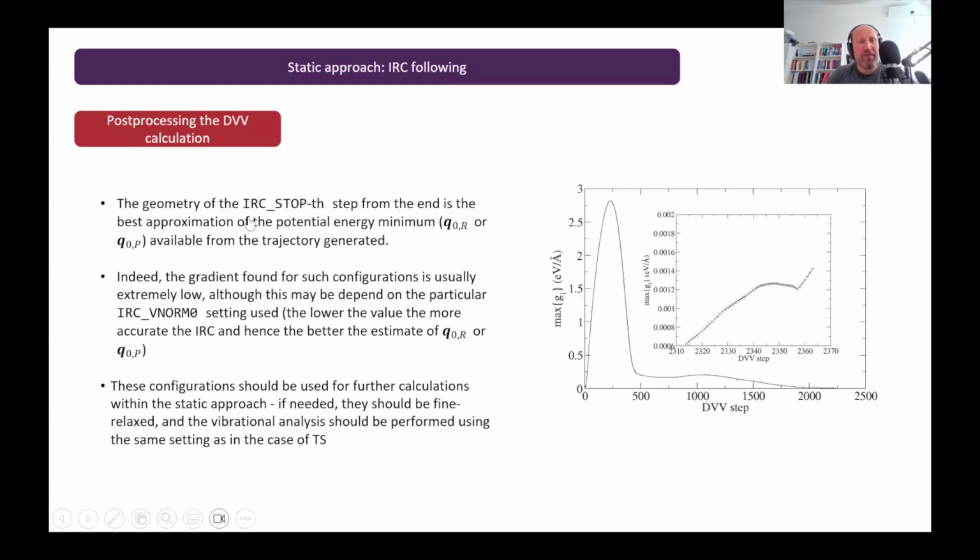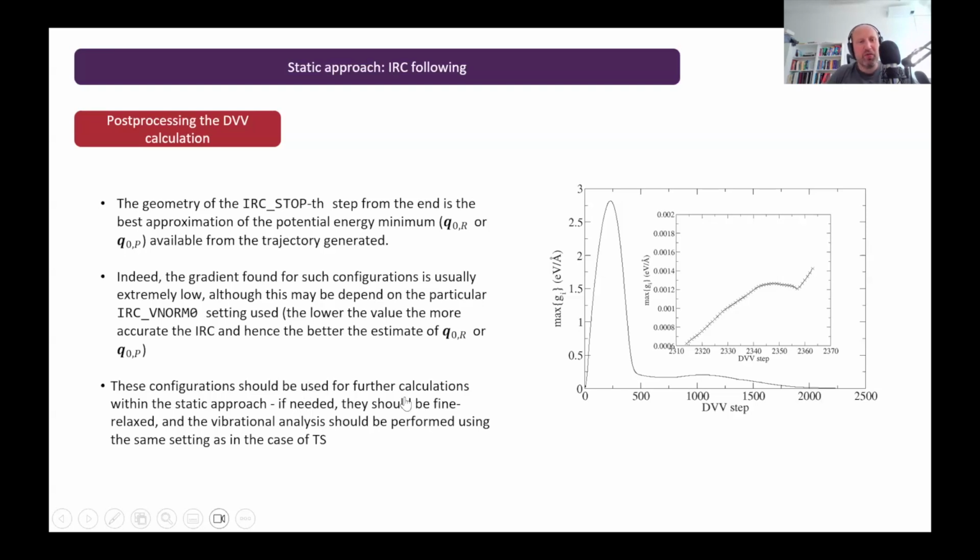Now the geometry. Imagine you use the default value of IRC stop, that's 20. In that case, the 20th step from the end is our best approximation of the potential energy minimum. Normally, if you look at gradients, close to the end of the DVV simulation, the gradients are extremely low, typically much lower than you normally use as a relaxation criterion. But you should carefully check it. If needed, you should take that structure and relax it.